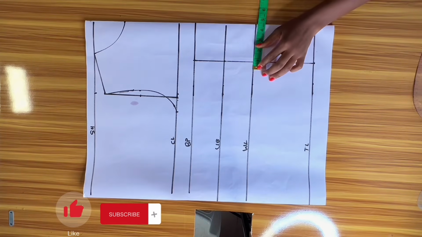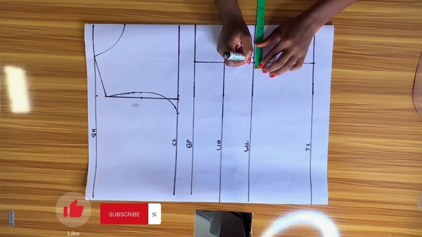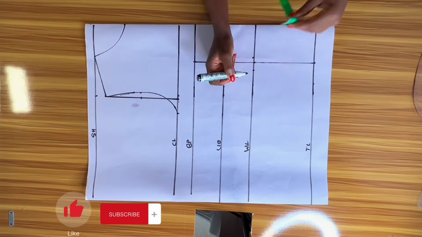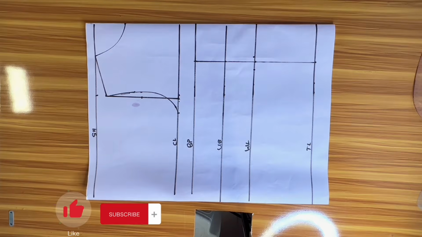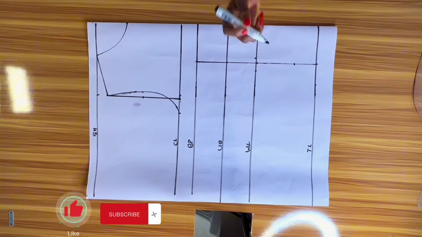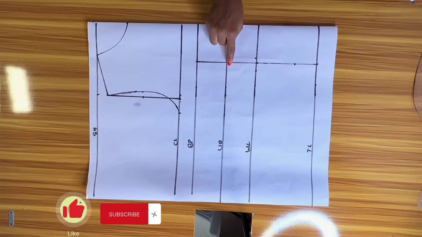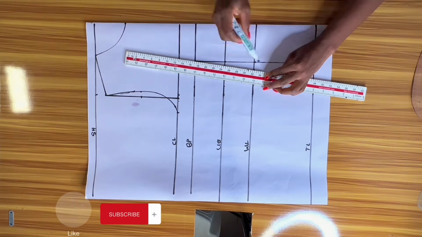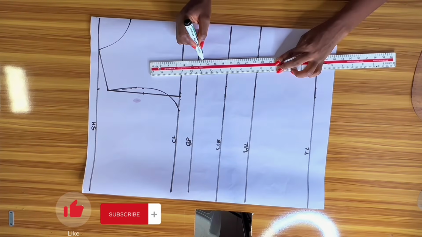Then from the waistline, I'm going to come in by half an inch on both sides. Then from the top length, or the hemline, I'm going to come up by 2 inches. I'm going to connect using a stretch ruler to meet the bust point. Then the down part will meet the 2 inches point where I stopped. So now we've gotten our dart measurement.